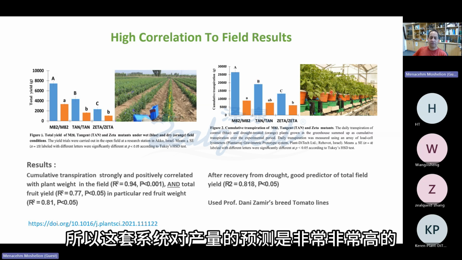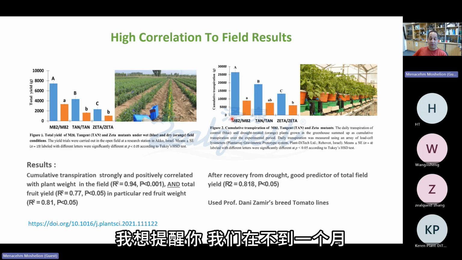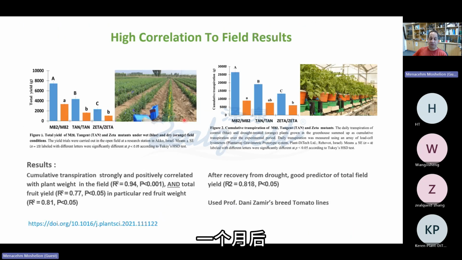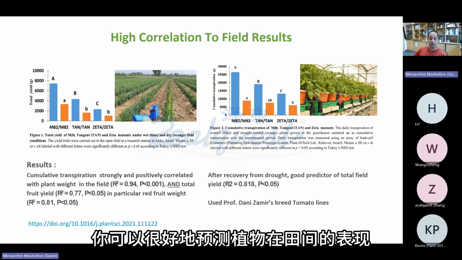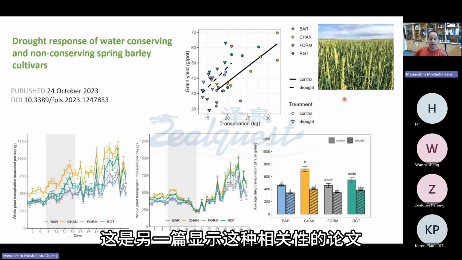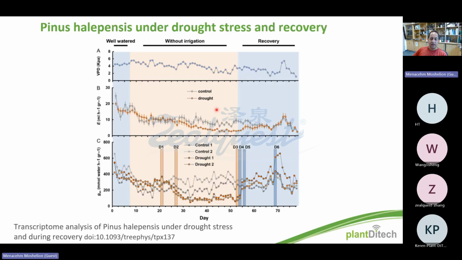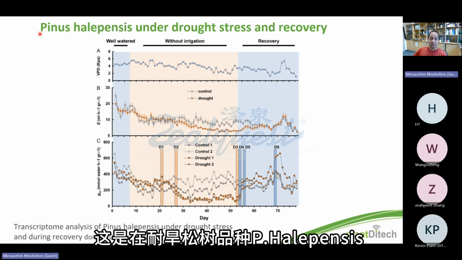So the system's prediction of yield is very, very high. And I want to remind you, we do this in less than a month, or in a month's period. So in a month's period, you can get a very good prediction of the plant performance in the field. This is another paper showing this correlation, this time on wheat, also published. This is on pine trees, Pinus halepensis.